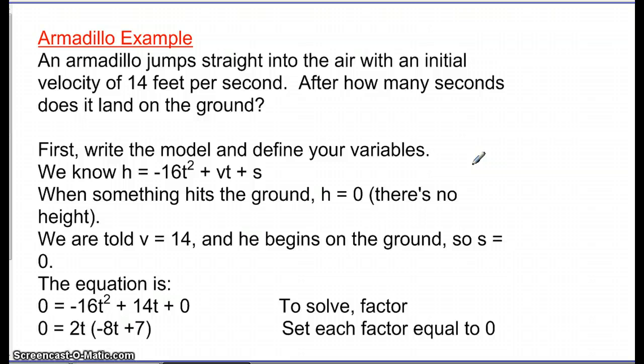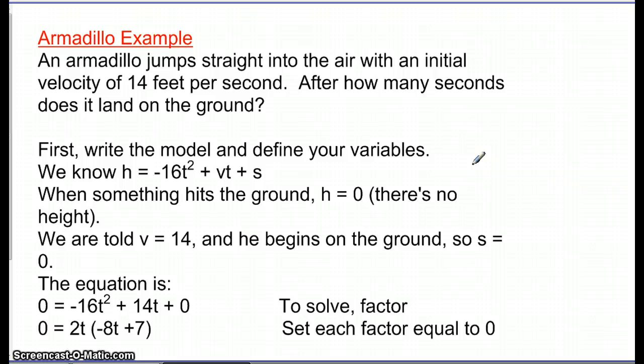We know that the model for vertical motion is h equals negative 16t squared plus vt plus s. When something hits the ground, its height is 0. There's no height. It's on the ground. Okay? We're told in the problem that the initial velocity is 14. So we're going to set v equal to 14. And because he begins on the ground, s equals 0. So we can write our equation now with the numbers that we've been given. 0 equals negative 16t squared plus 14t plus 0.